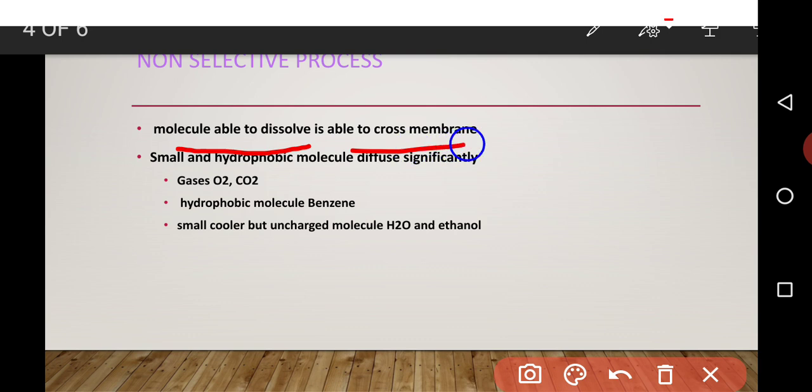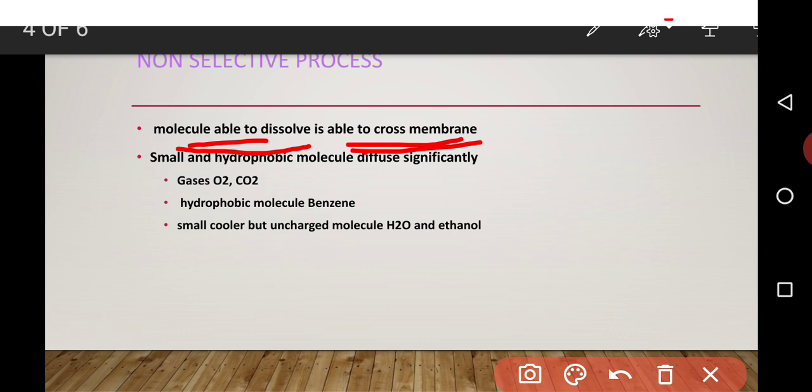This means the molecule should be hydrophobic, because the plasma membrane has hydrophobic fatty acid tails, and these fatty acid tails are inside the plasma membrane. Therefore those molecules that dissolve into it are able to cross the membrane.